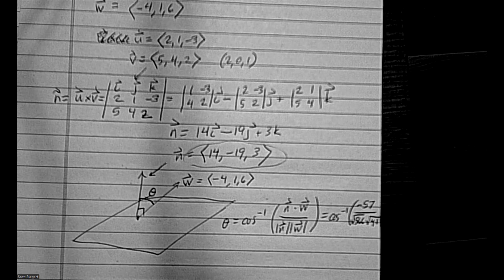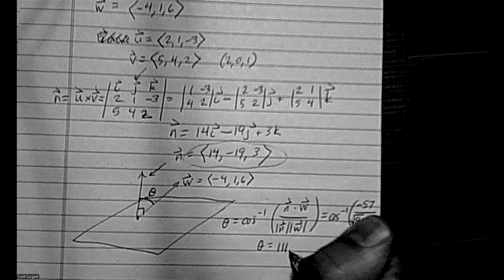So I'm going to do inverse cosine. I want to be in degree mode. Yep, I'm in degree mode. So inverse cosine of -57 divided by rad, and I can combine the rads into a single one, 566 times 41. When I'm all done, I get theta equals 111.97 degrees.